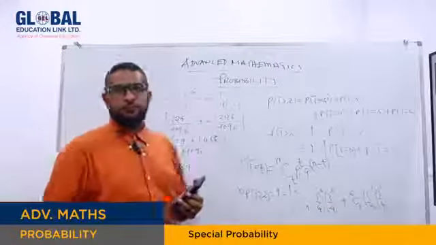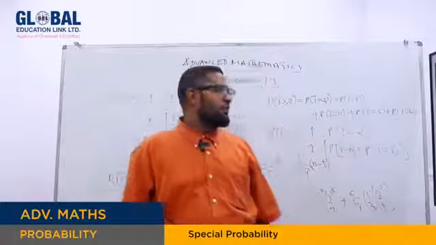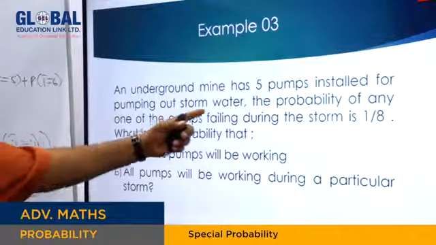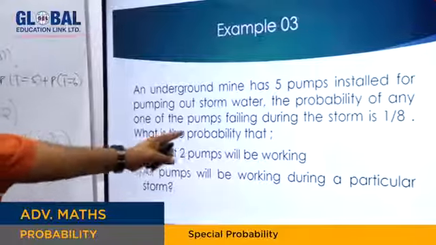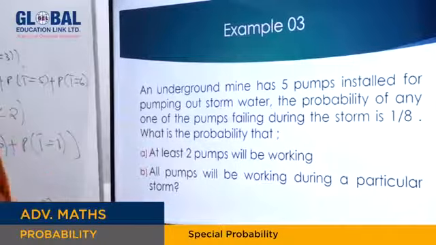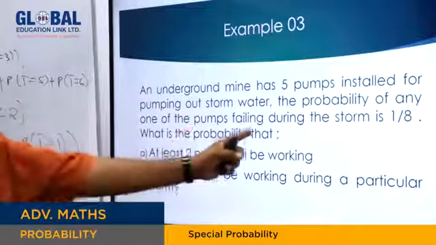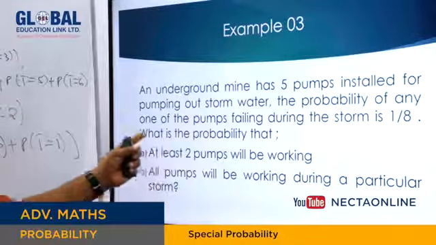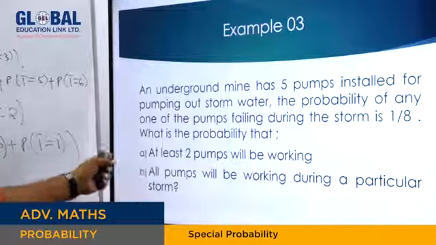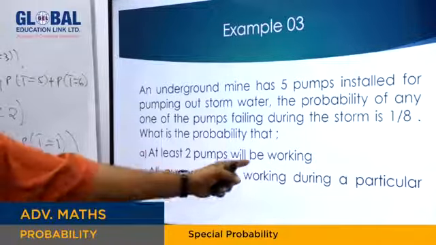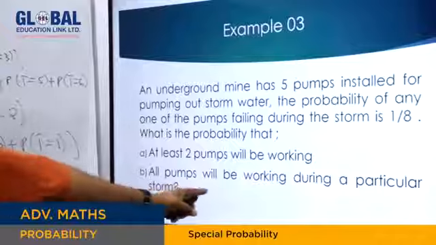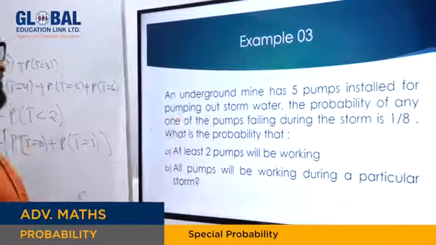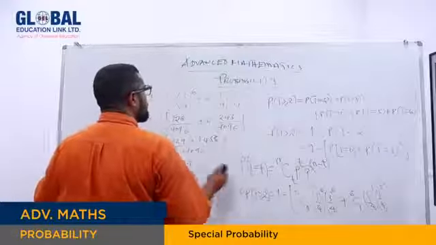Hope we are together. Okay, now let's see example number 3. We have a question. An underground mine has 5 pumps installed for pumping out storm water. The probability of any one of the pumps failing during the storm is 1 over 8. So automatically you see, when you see failing, it means that is not to occur. This is the probability of failure, the q in the formula for the binomial distribution. What is the probability that at least 2 pumps will be working and all pumps will be working during a particular storm? Now let's check the solution on how to solve that question.